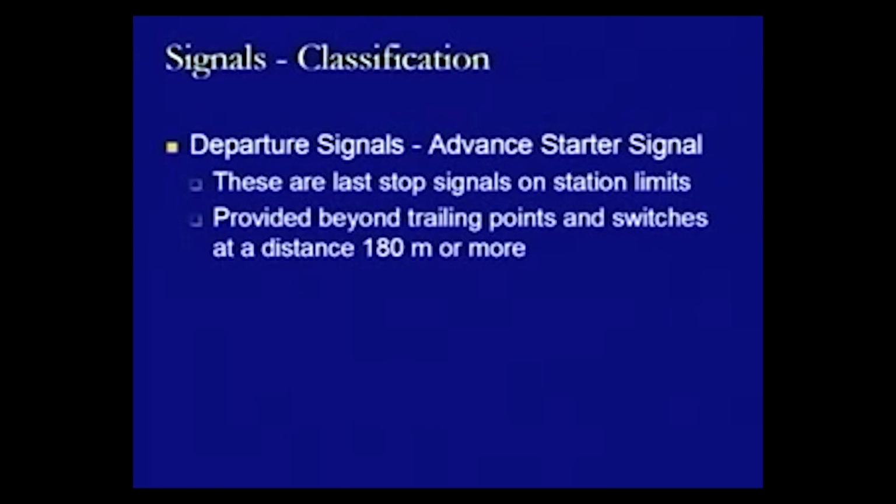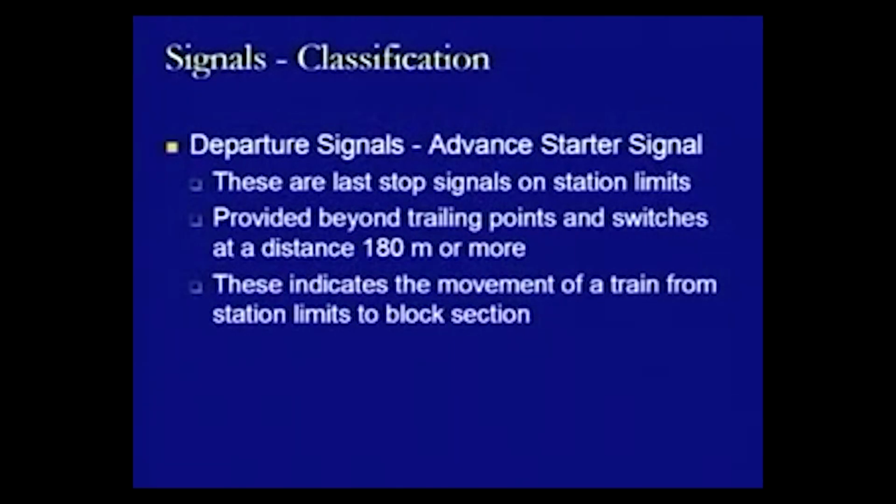Generally, this type of signal is provided beyond trailing points and switches. The facing points and switches were the ones already dealt with while the train was being received in the station area, and now we are talking about the trailing points and switches which are provided when the train is departing or being dispatched from the station area. In this case the advance starter signals have to be provided beyond trailing points and switches at a distance of 180 meters or more. So, once the train crosses those points and switches, after a distance of 180 meters or so, we can provide a signal which is termed the advance starter signal.